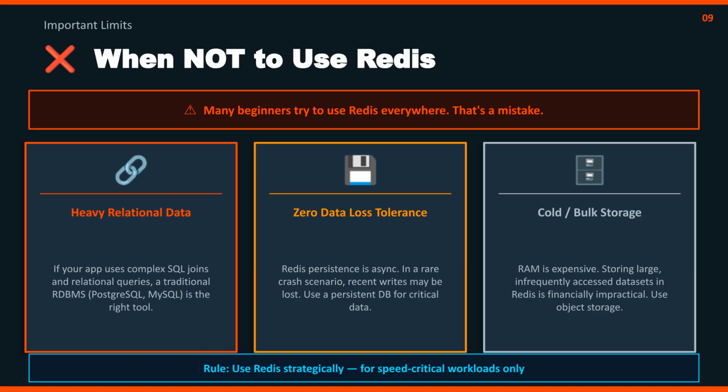Now, this part is very important. Many beginners get excited and try to use Redis everywhere. That's a mistake. Redis is not ideal for heavy relational data. If your application depends heavily on joins and complex SQL relationships, traditional databases are much better. Also, if your system cannot tolerate even a tiny chance of data loss, Redis alone may not be the right choice. And finally, using Redis for massive cold storage data is financially impractical because RAM is expensive. Redis should be used strategically for speed-critical workloads.